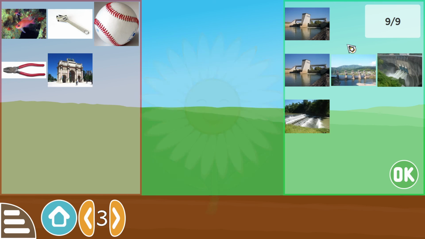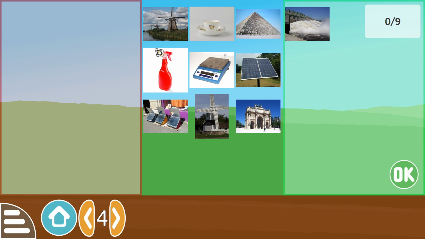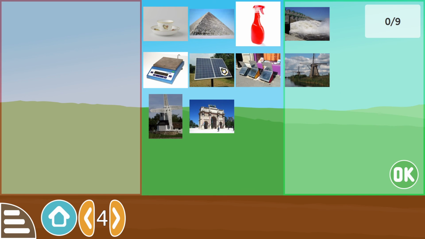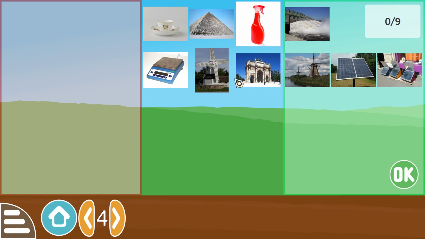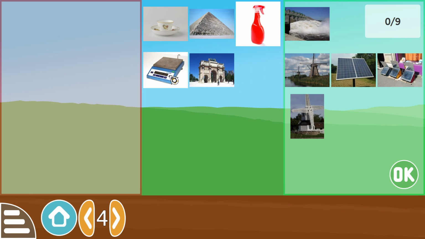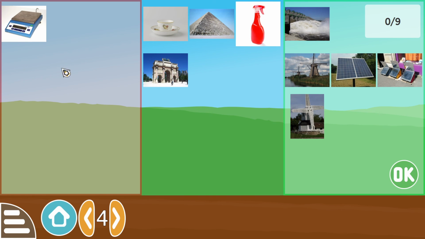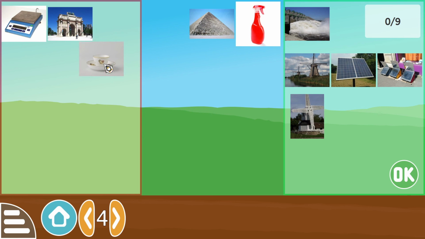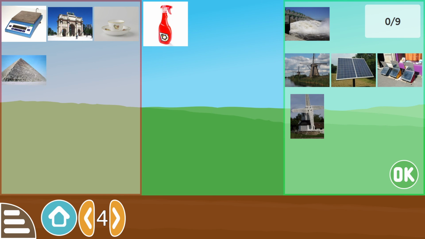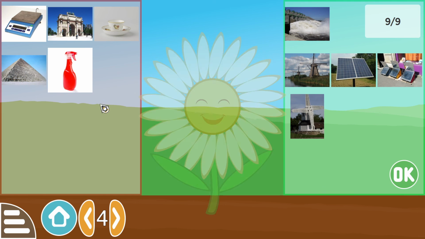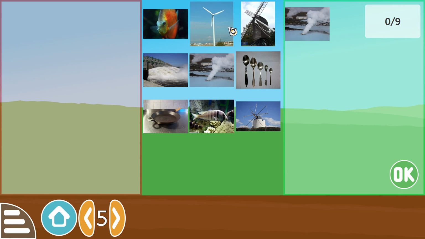So if I didn't get them all right, it would have been the first to move across. So let's get rid of the windmill, solar panels, and the windmill again. That looks to be a bit of scientific equipment that I guess is a scale. Monument, cup and saucer, pyramid, and that looks to be cleaning fluid. They're not going to be renewable.